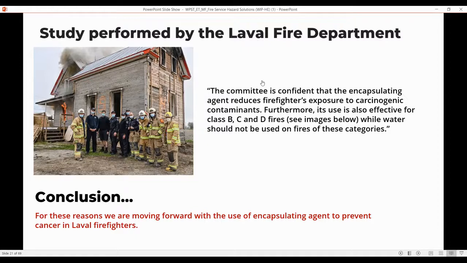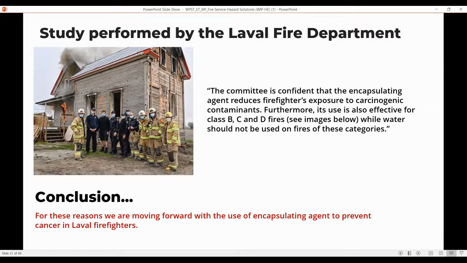From that report, this is one of the findings: the committee that put this together is confident that the encapsulating agent reduces firefighters' exposure to carcinogenic contaminants. Furthermore, its use is also effective for class B, C, and D fires, while water should not be used on those categories. Their conclusion is, for these reasons, Laval is moving forward with instituting encapsulating agent to prevent cancer in the Laval firefighters.